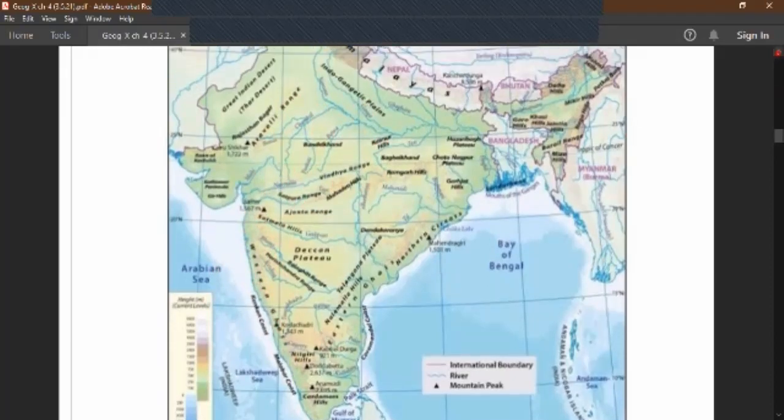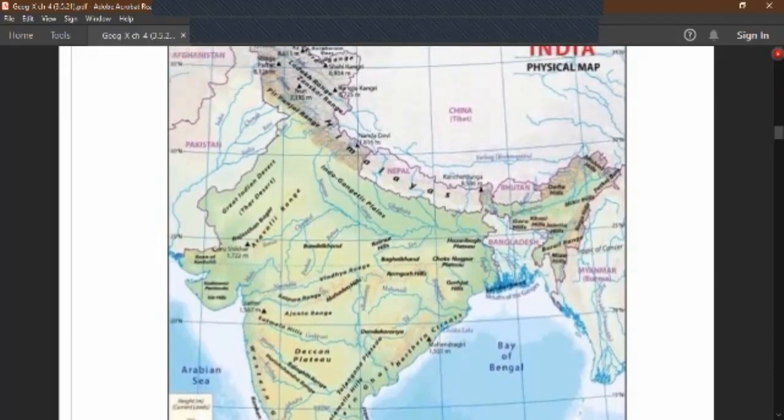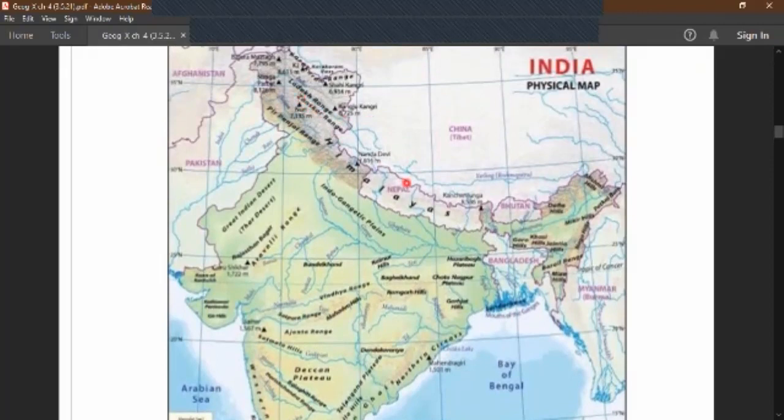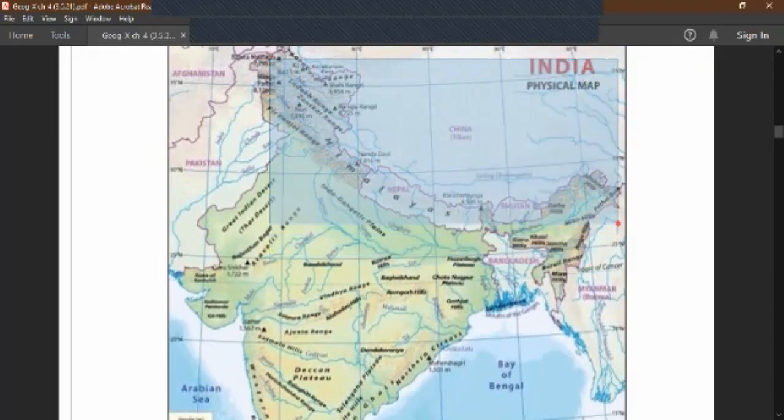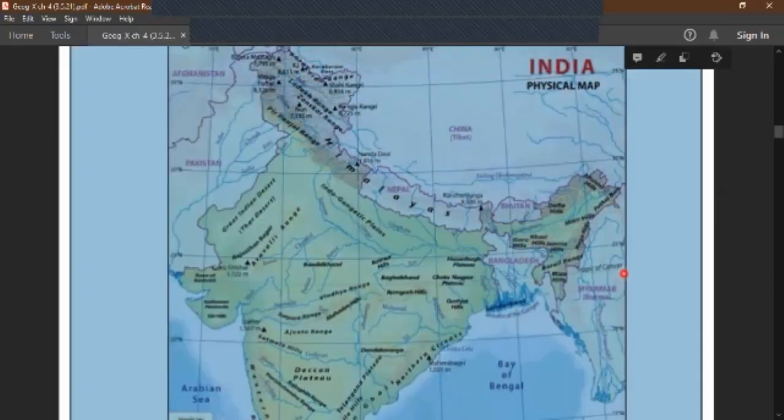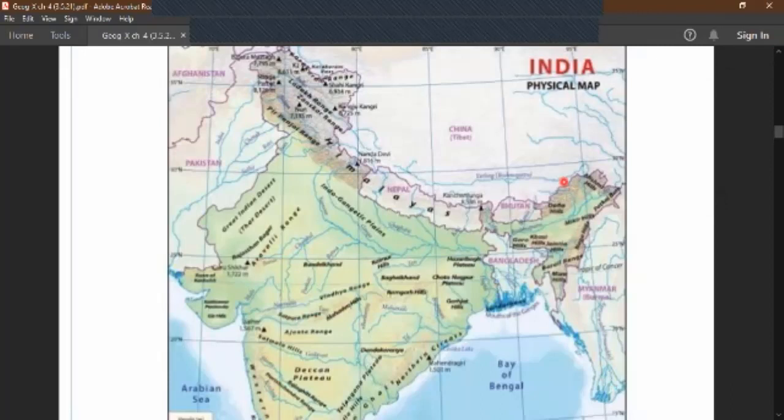The third factor is the Himalayas. The Himalayas protect India from bitterly cold and dry winds of Central Asia coming from the north during the winter season.